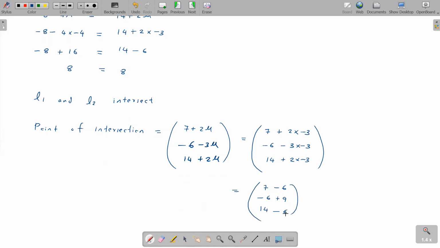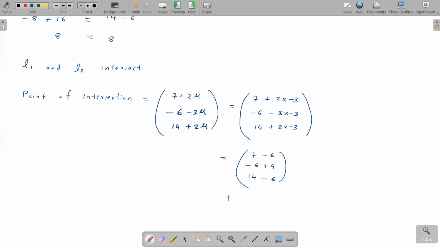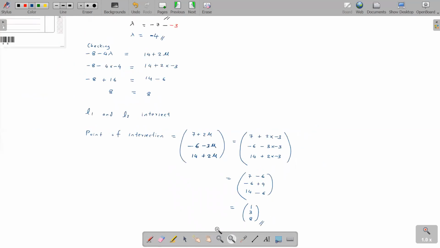How much is the final answer? The point of intersection: 7 minus 6 is 1. Minus 6 plus 9 is 3. 14 minus 6 is 8. So I get the point of intersection as 1, 3, 8. Is this okay? Did you get the same answer?